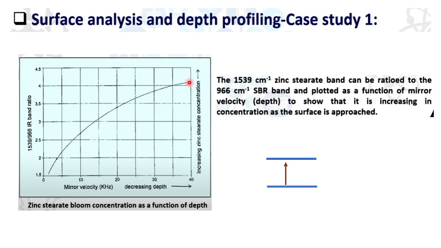So if the peak intensity is higher, that means higher is the presence of zinc stearate on the surface. If you do this plot, that is IR band ratio 1539 by 966, and on the x-axis the mirror velocity with decreasing depth, here it shows increasing zinc stearate concentration. So by modulating the chopper speed, you can get much more data from the surface. If there is a higher amount of zinc stearate, this ratio will be high. In that way it can do the quantitative analysis part.